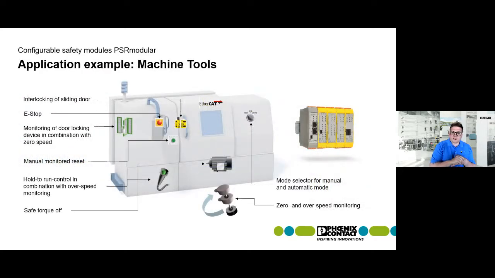So a couple of quick applications where this is key. The first one being machine tools, a lot of machine tooling machines. You'll have e-stops, guard locking, interlocking of sliding doors, hold to run, or some people call them dead man switches. And then also you'll have outputs like hybrid motor starters, things like that. You might even have mode selectors for automatic, manual, or maintenance mode. It's a perfect opportunity to use the PSR modular. Again, it's small form factor, and connectivity to all different protocols really helps in making a good machine.